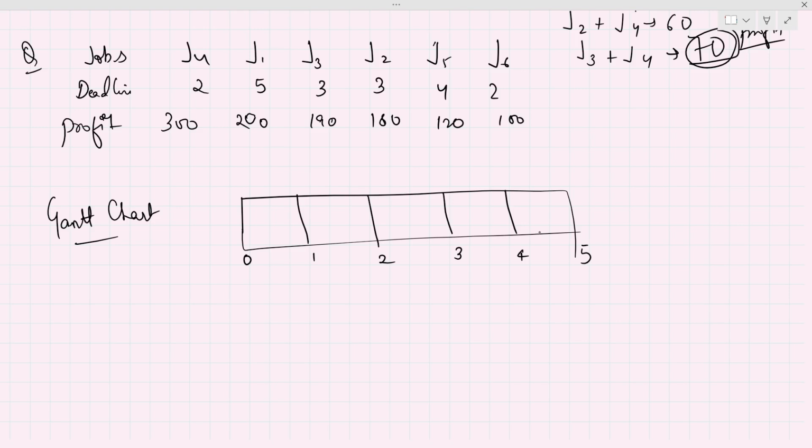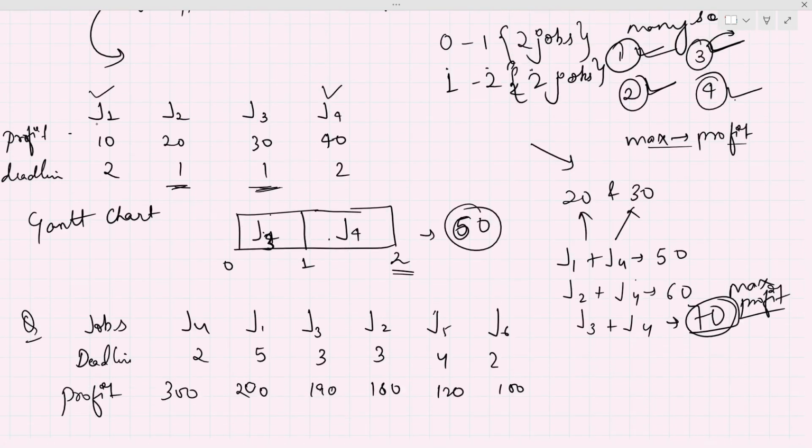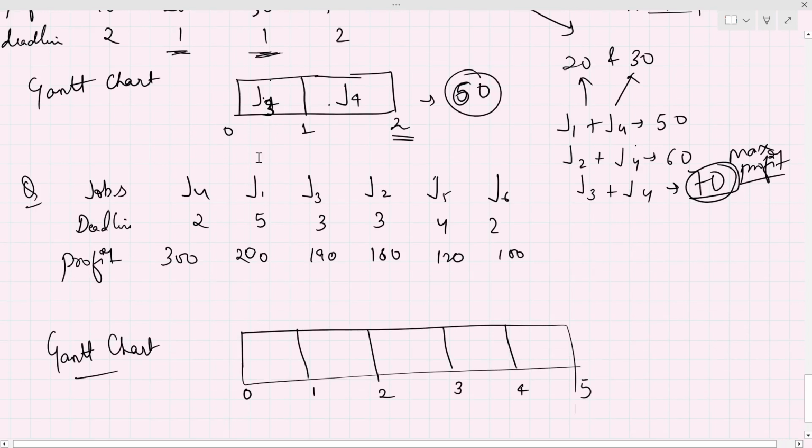First of all, in the above question we have them sorted in terms of profit. In some cases the profit may not be sorted, but in this case you can see that the profits are all sorted in decreasing order.